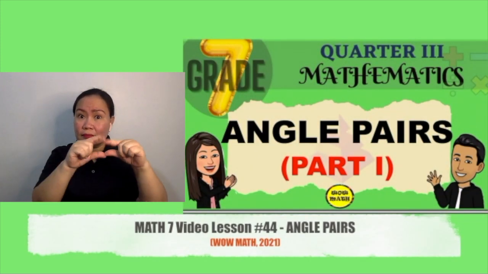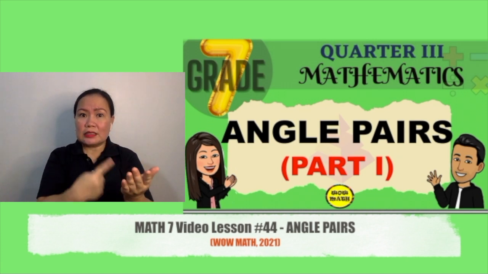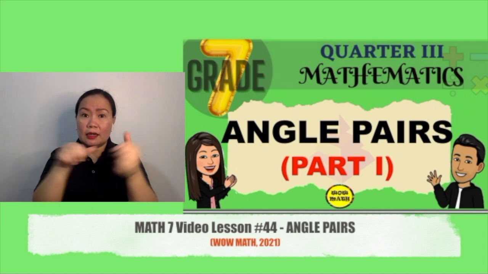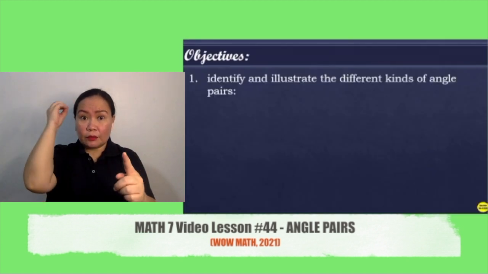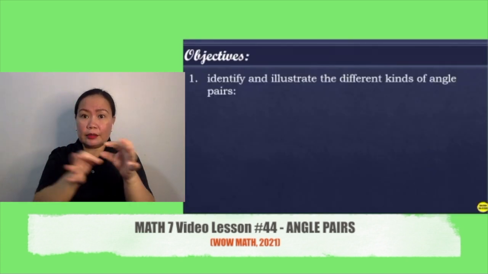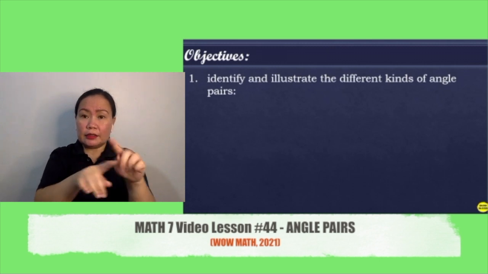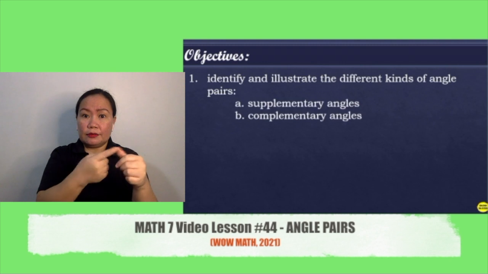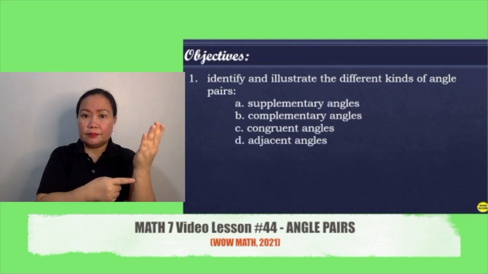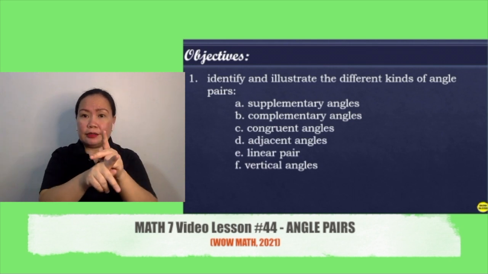So this is part 1 of our discussion with the topic angle pairs. So our objectives, we will identify and illustrate the different kinds of angle pairs including the supplementary angles, the complementary angles, congruent angles, adjacent angles, linear pair, and vertical angles.